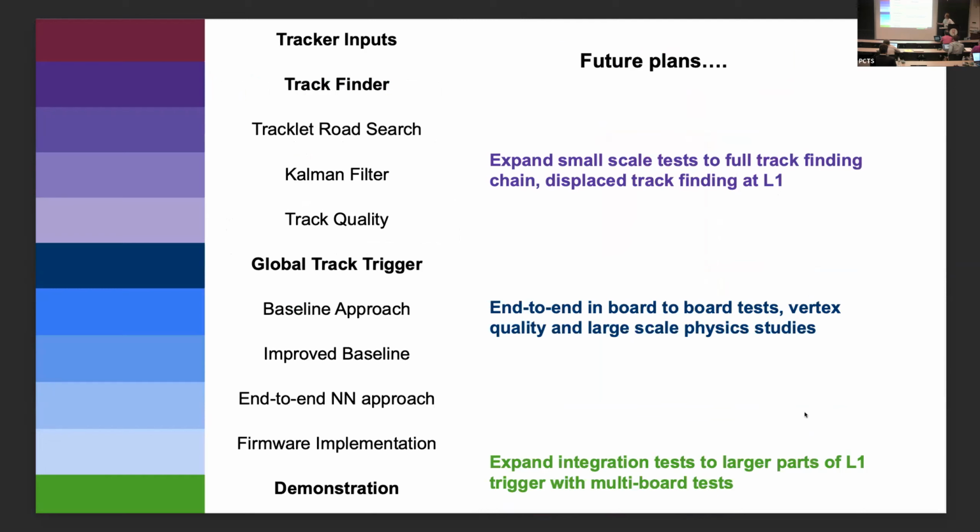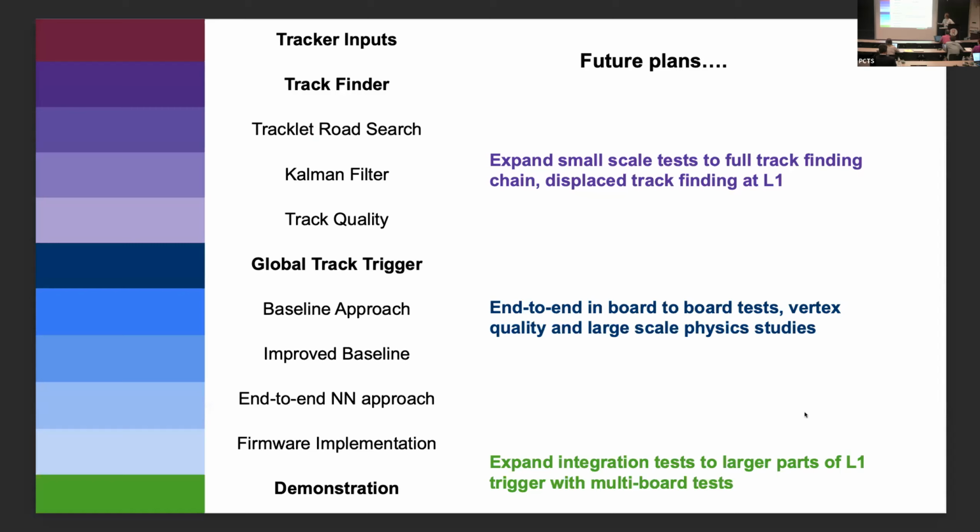In the track finding world, we need to expand our small scale tests to actually run everything within hardware for the full chain. We've only looked at sub-chains so far. We're also looking at displaced track finding at L1. This is quite difficult to do, but it's definitely something that we want to be able to do because it gives us a better handle on some things.